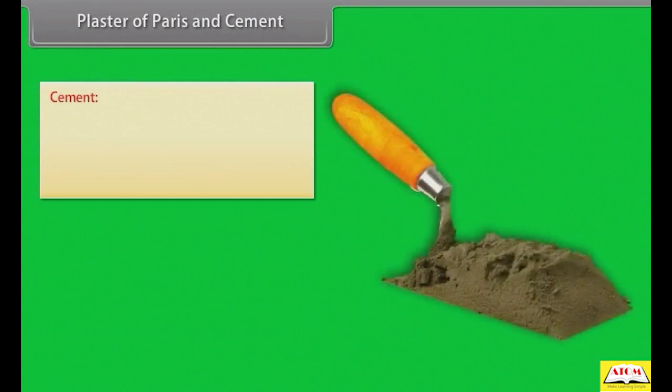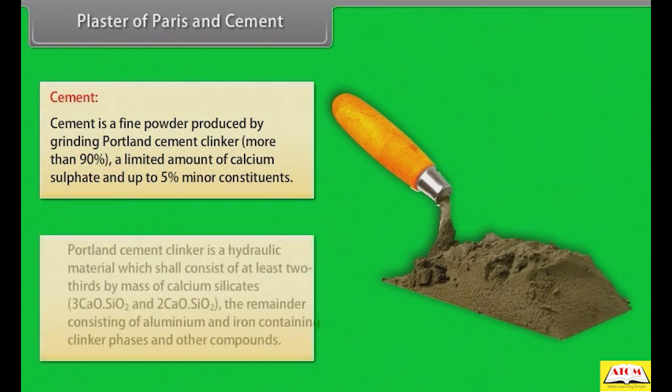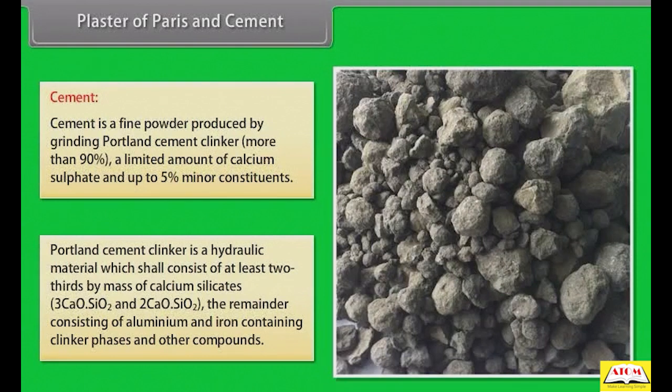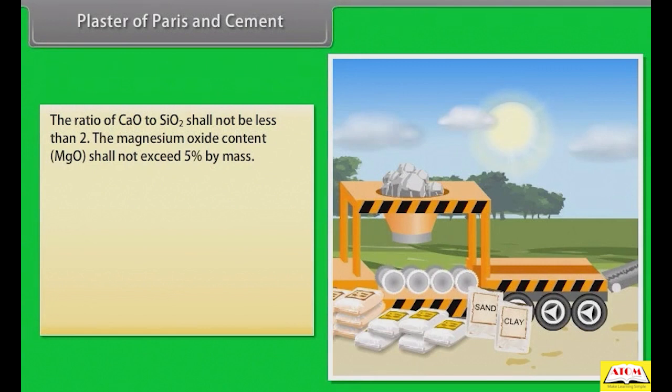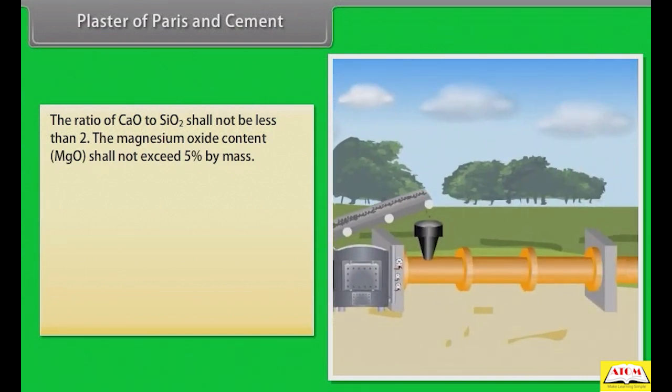water. Cement. Cement is a fine powder produced by grinding Portland cement clinker, more than 90%, a limited amount of calcium sulfate, and up to 5% minor constituents. Portland cement clinker is a hydraulic material which shall consist of at least 2/3 by mass of calcium silicates, the remainder consisting of aluminium and iron-containing clinker phases and other compounds. The ratio of CaO to SiO2 shall not be less than 2. The magnesium oxide content shall not exceed 5% by mass.